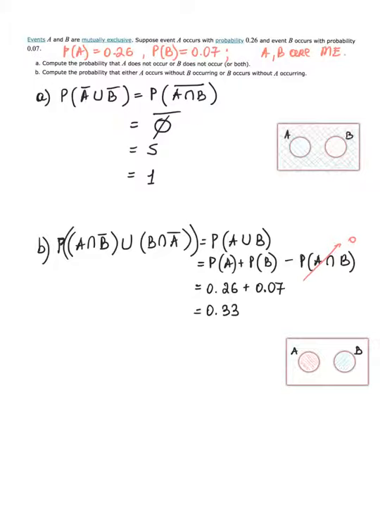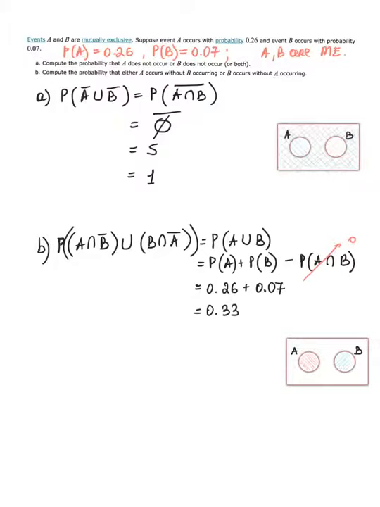Here is our last example. Events A and B are mutually exclusive. Suppose event A occurs with probability of 26/100 and event B occurs with probability of 7/100. So I'm recording everything I know so far, the probabilities of the given events and the fact that they're mutually exclusive. Part A is asking us to compute the probability that A does not occur or B does not occur, or both of these happen at the same time.